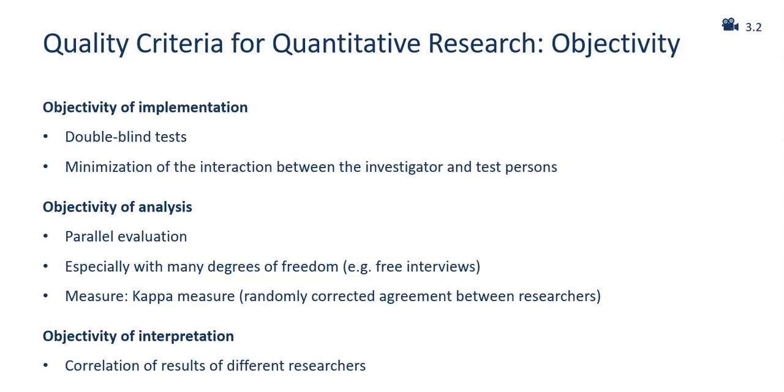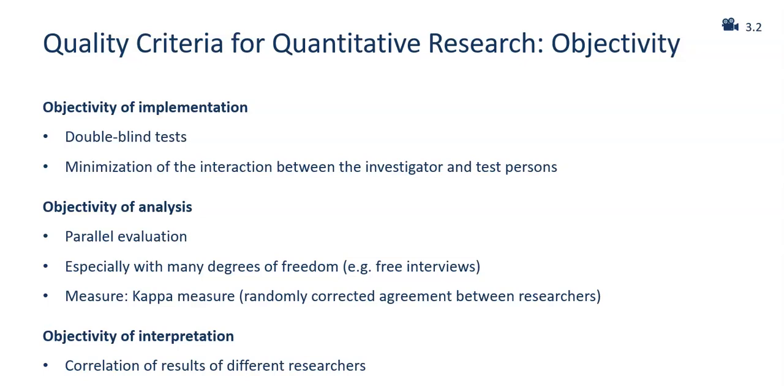In order to ensure the objectivity of the analysis, it is advisable for the empirical data to be evaluated in parallel by several researchers. This is particularly relevant if the analysis has a relatively large number of degrees of freedom, such as in the case of open text fields. To quantify the evaluation objectivity, the so-called kappa measure, or Cohen's kappa, can be calculated. The kappa measure shows how much the researchers agree on the parallel evaluation. This agreement is also known as inter-rater reliability.